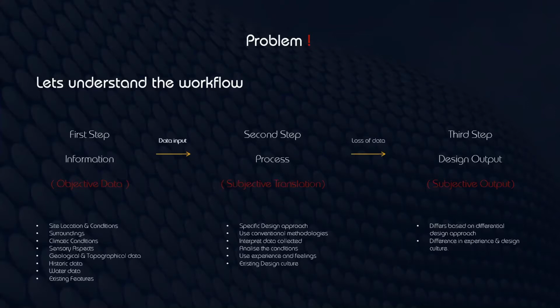We gather information. And this information is related to the site, like site locations, site conditions, surroundings, climatic conditions, sensory aspects, geological and topographical data, and many other things. Now, all this information that is related to a specific site is objective data. And when I say objective data, I mean that it is something that can be measured and has specific values, and which cannot be manipulated based on one's feelings and experience.